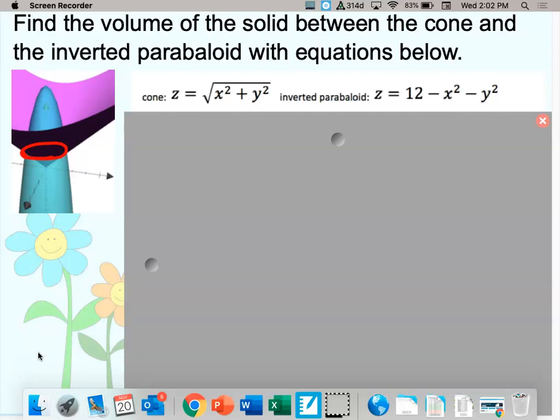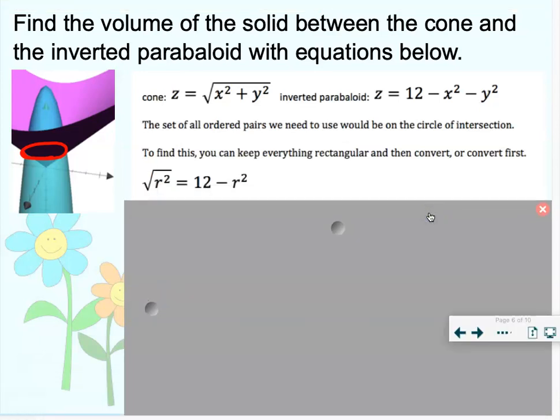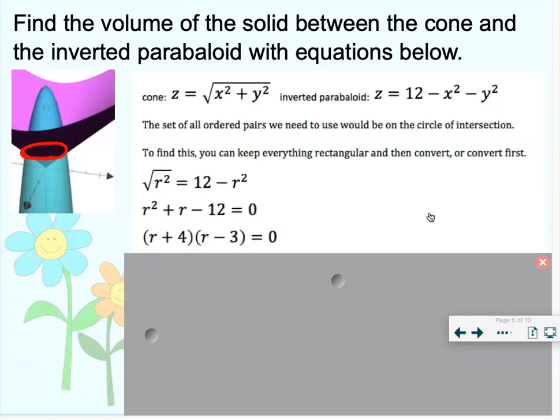So the one thing we know about where they intersect is that these are all the same, right? So if you set root x squared plus y squared equal to 12 minus x squared minus y squared, this is the same thing as r, right? And this is 12 minus r squared. So you have root r squared, or r, equals 12 minus r squared, and then you factor and you solve, and you get r equals -4 or r equals 3. So the only one that makes sense would be r equals 3.